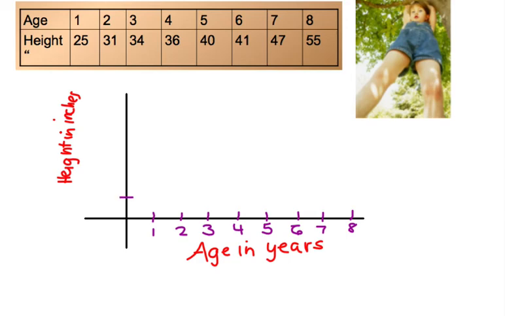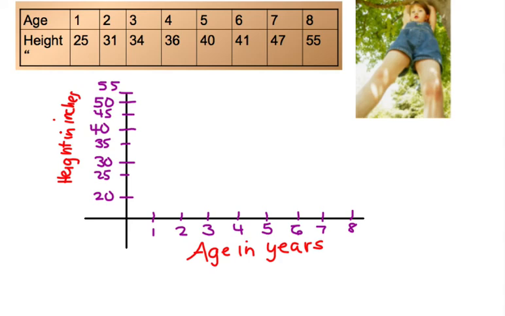So I'll start here maybe at 20, 30, 40, 50. Let's go in half, 25, 35, 45, 55. Now let's create our points.